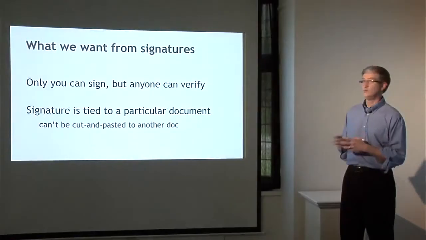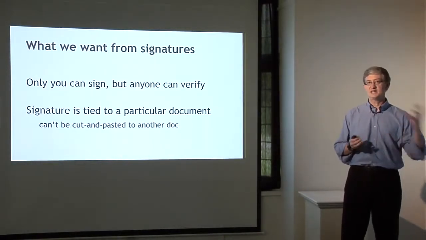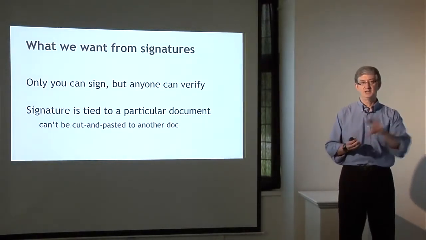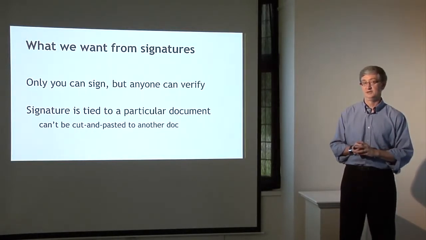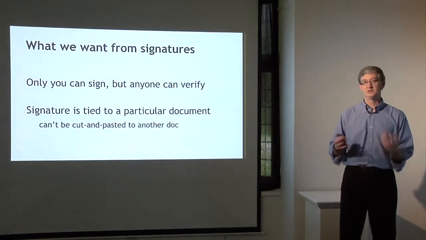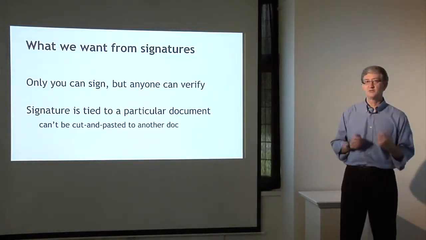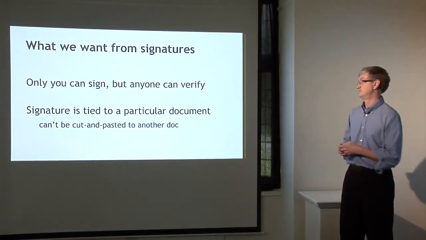And then the second thing you want is that the signature is tied to a particular document, so that somebody can't take your signature and snip it off one document and glue it onto the bottom of another one. Because the signature is not just a signature, it signifies your agreement or endorsement of a particular document. Okay, so the question is, how can we build this in a digital form using cryptography?